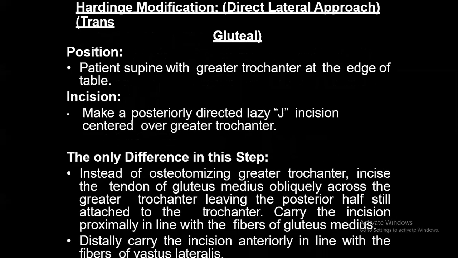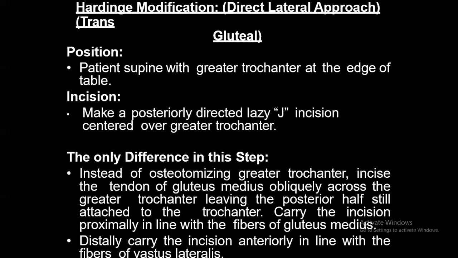Hardinge modification: direct lateral approach or transgluteal approach. Position of the patient: supine with the greater trochanter at the edge of the table. Make a posteriorly directed lazy J incision centered over the greater trochanter. The only difference from the previous approach is that instead of osteotomizing the greater trochanter, incise the tendon of the gluteus medius obliquely across the greater trochanter, leaving the posterior part still attached to the trochanter.